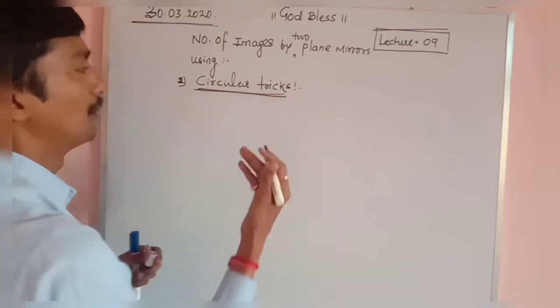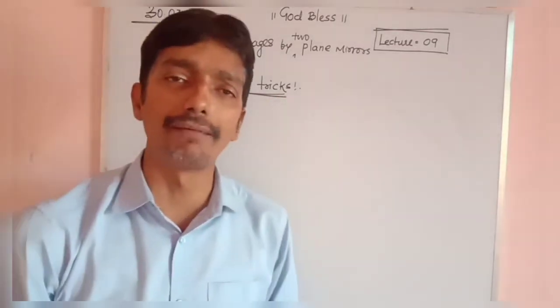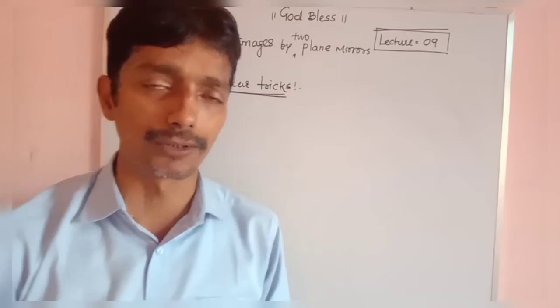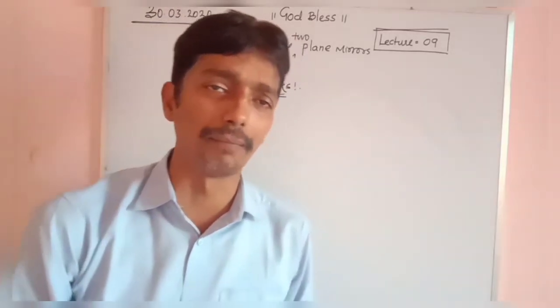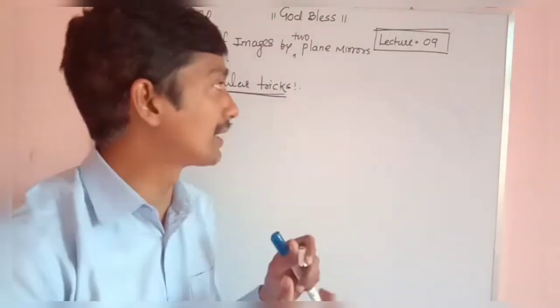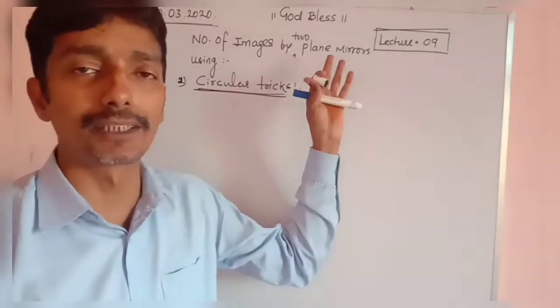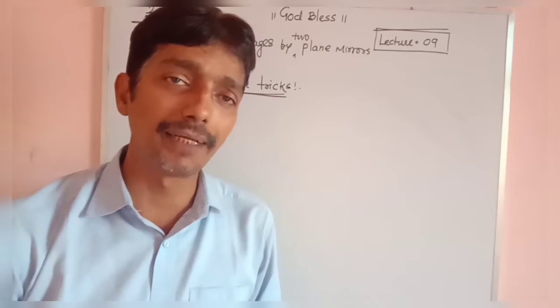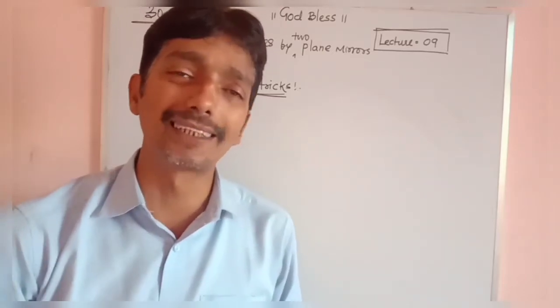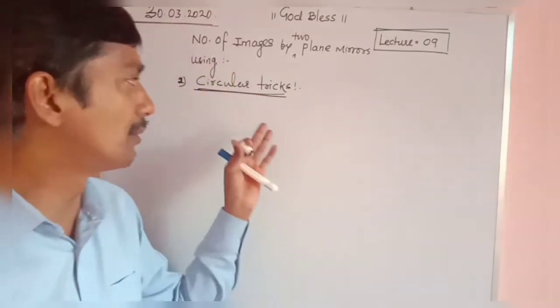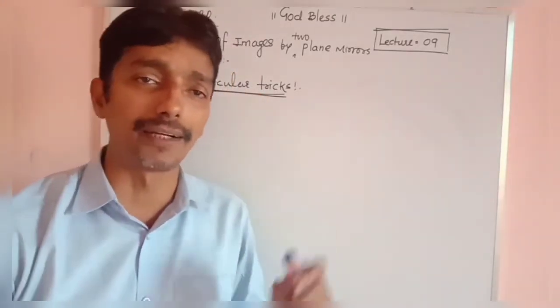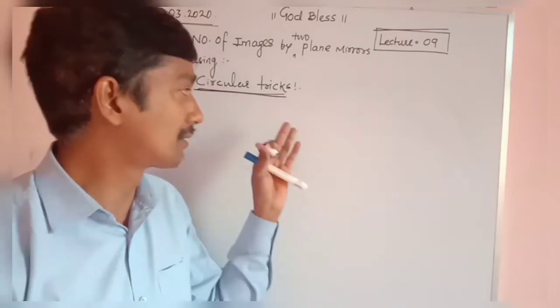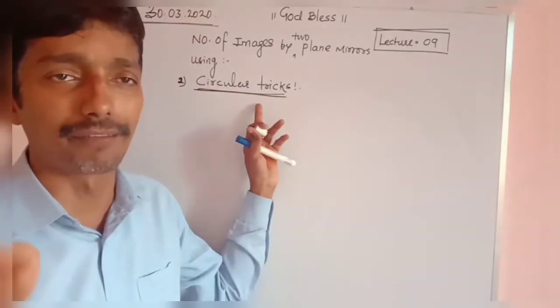And then I will show you the same thing with crisscross, and then with the formula also. My dear, why am I doing it with so many methods? Because sometimes the number of images by two plane mirrors can only be found with the ray diagram. Sometimes we require the formula, and sometimes students calculate by the crisscross method. Some students don't use the circular trick method, but to understand crisscross, it's very important to understand circular tricks also.